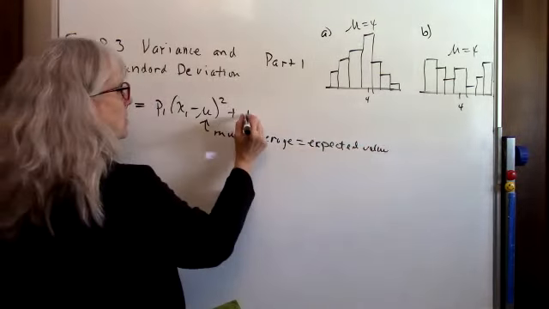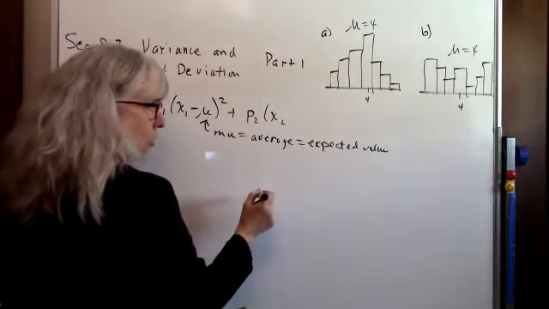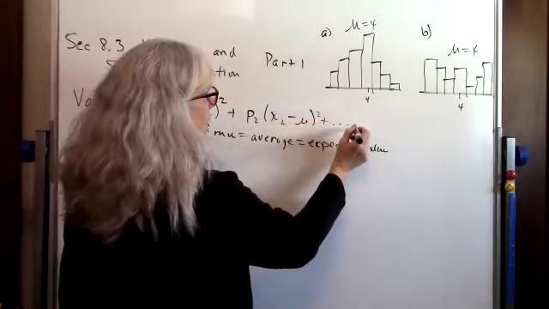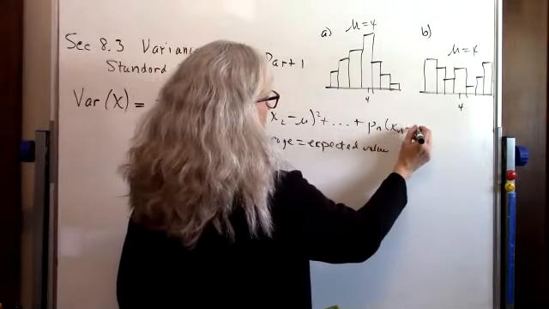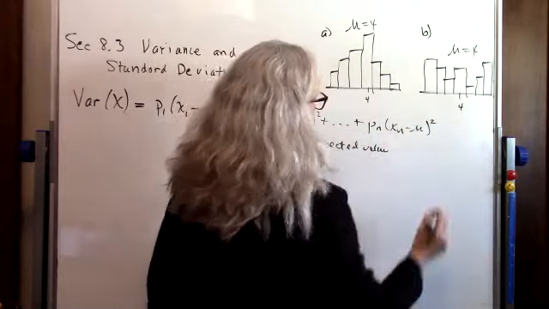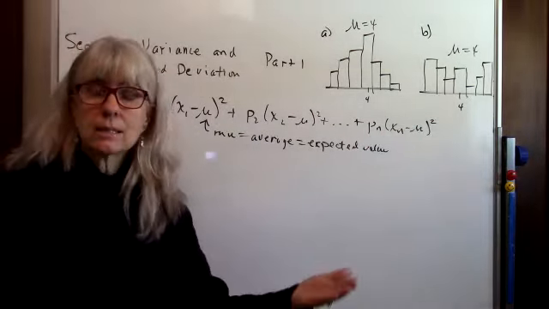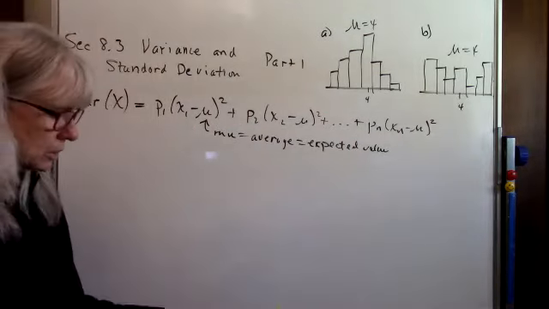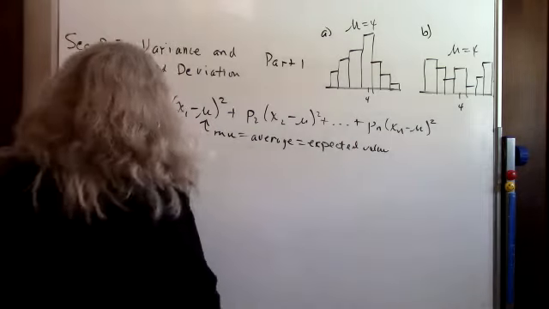And then we're going to add to that the probability 2 of outcome number 2 minus mu quantity squared, plus all the way up to P sub n times X sub n minus mu quantity squared. So it's a really ugly looking formula. It is much easier to do it in practice than it is to write out the formula. And that's how we're going to find the variance. So let's go ahead and get a distribution on the board and then show you how to find it.